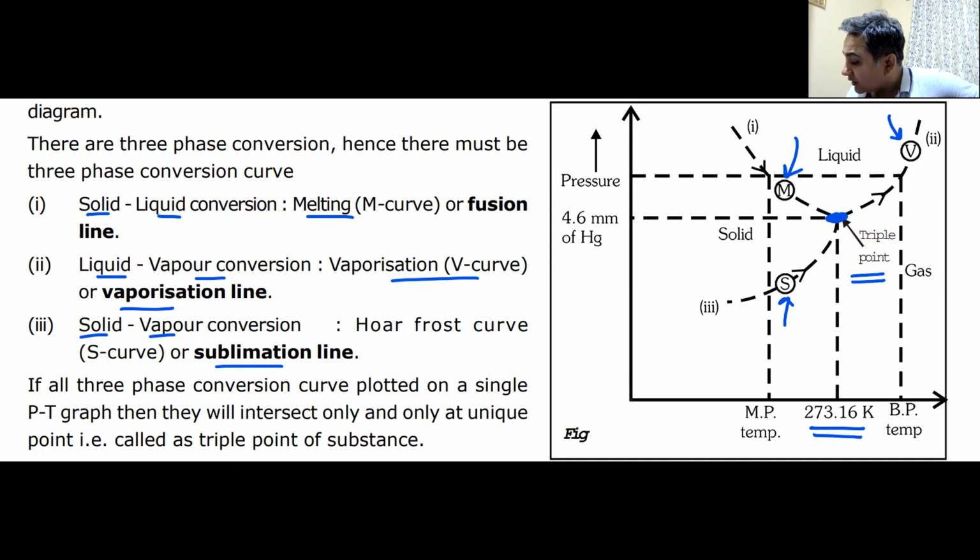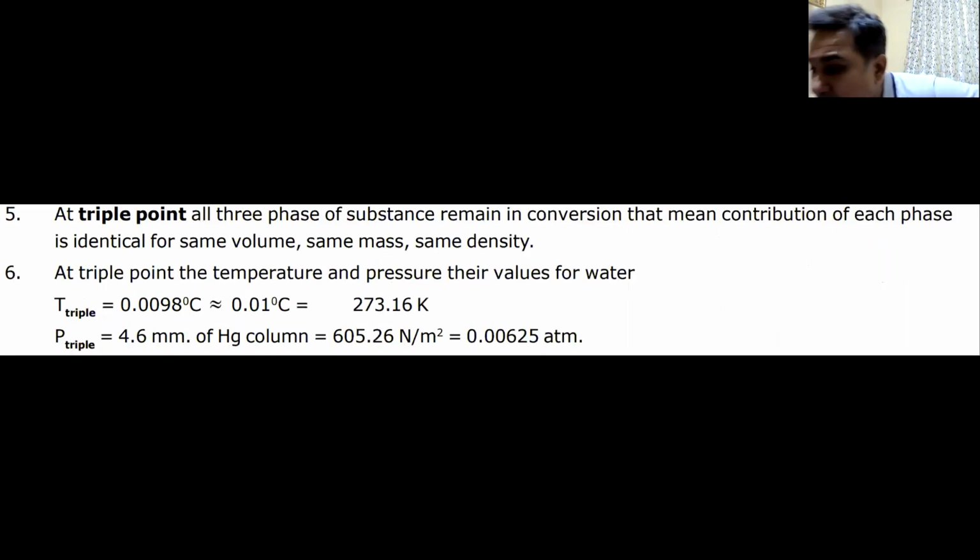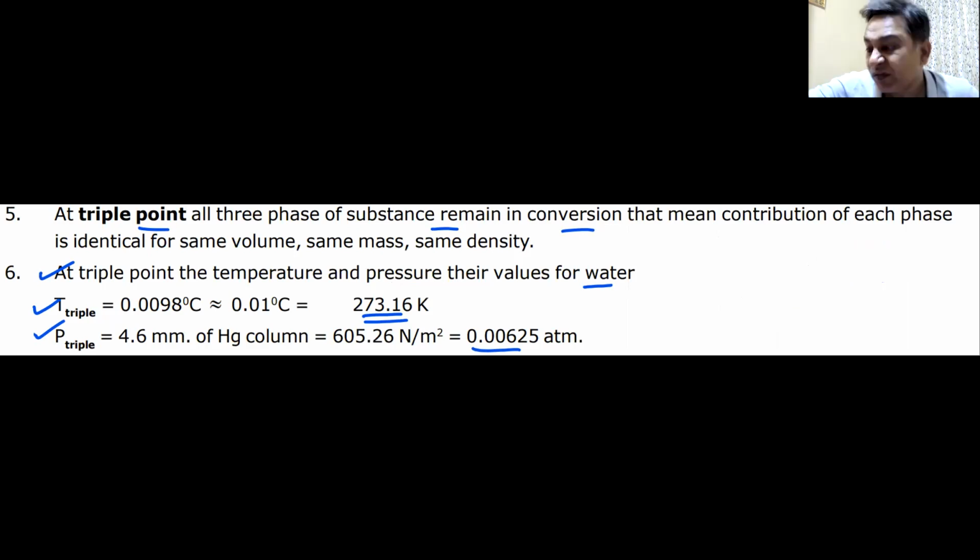And what are the temperature and pressure of the triple point of water? That is given in the next two points. At the triple point, all three phases of a substance can remain in coexistence. That means they can exist together. The temperature of the triple point of water is 273.16 Kelvin and the pressure is 0.00625 atmospheres. I'll give you a minute to note this down, the conditions of pressure and temperature for the triple point of water.